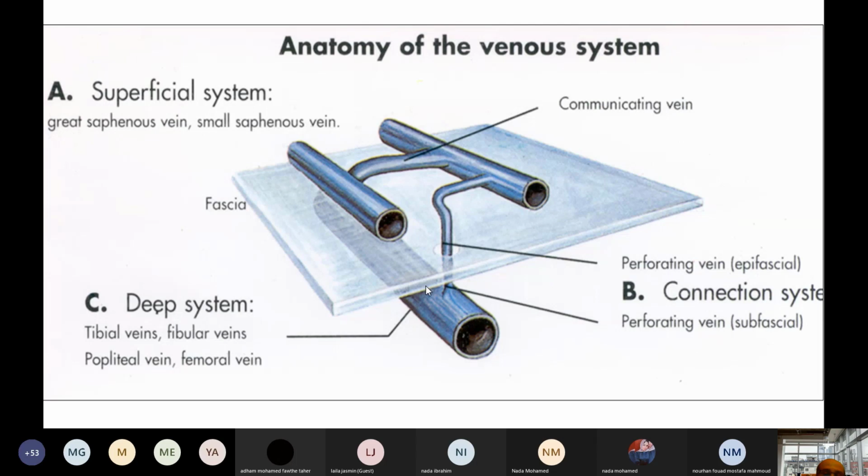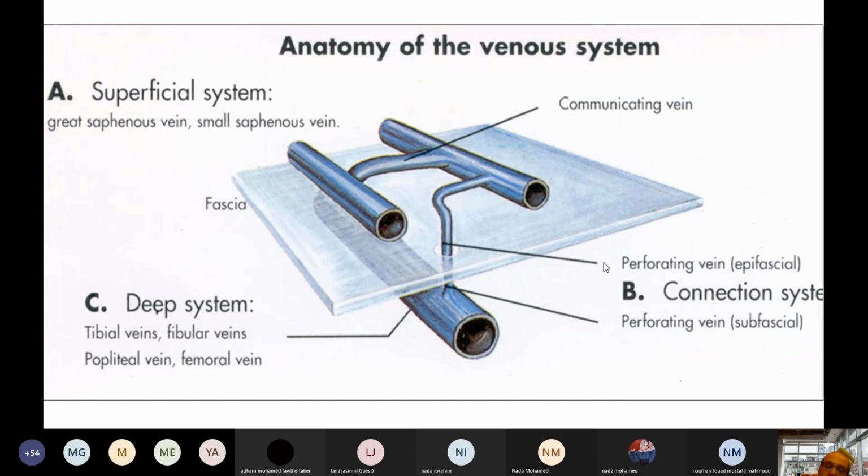On the other hand, deeper to the deep fascia is another system of veins, which is called the deep system. Deep system is named after the accompanying arteries. That's to say, we have a popliteal vein, we have a femoral vein, we have venae comitantes for anterior tibial, posterior tibial, or peroneal veins. Superficial system and deep system are communicating together. They are communicating through channels, which are called perforating veins. We call them so because they have to perforate or penetrate the deep fascia to communicate between both systems.